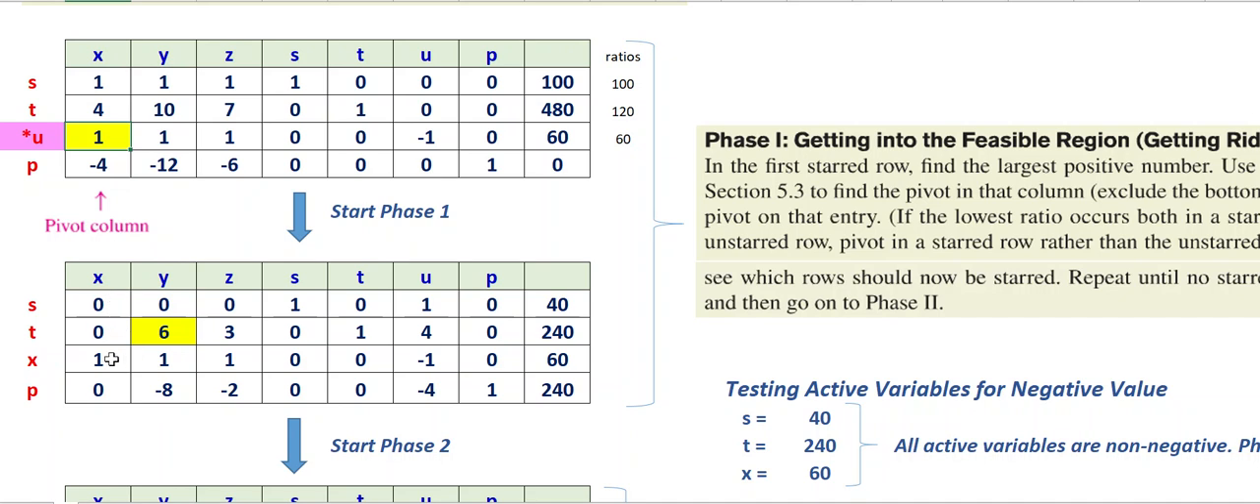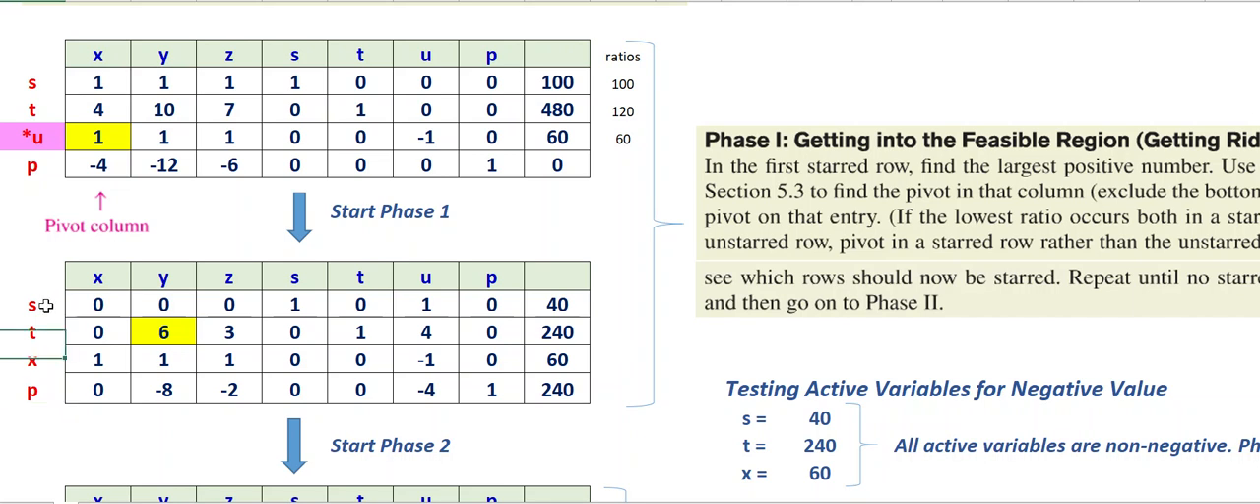So we have the new table, our second table, and we look to the bottom row and we notice that we have negative values. So that's the same. If we have negative values in the bottom row, we are not done, and we're going to have to do the process again. The first thing we want to do, as part of phase 1, is look for any negative active variables.